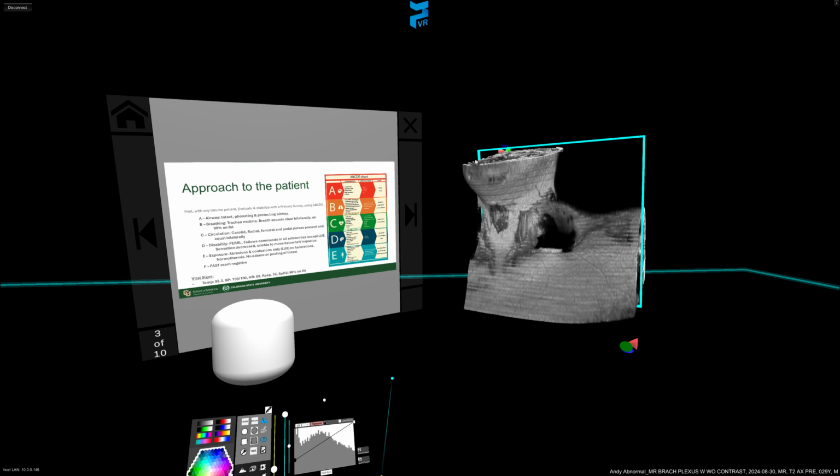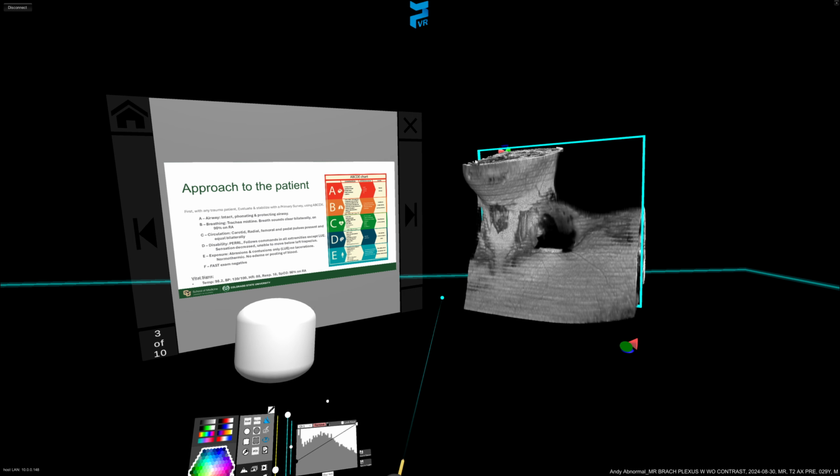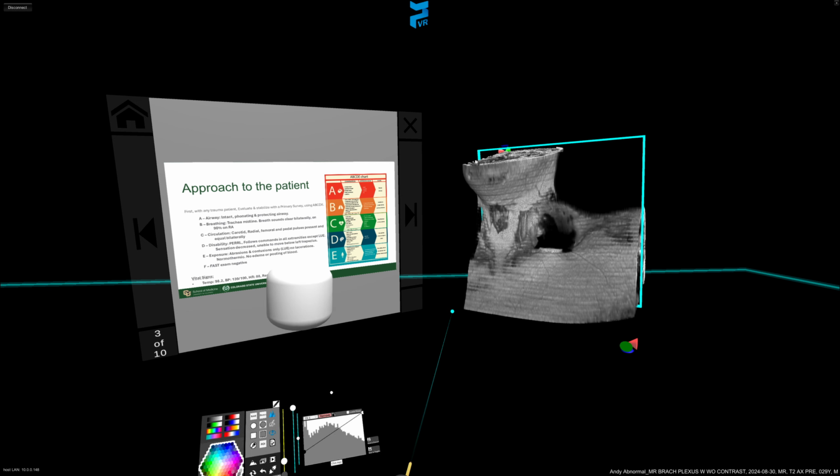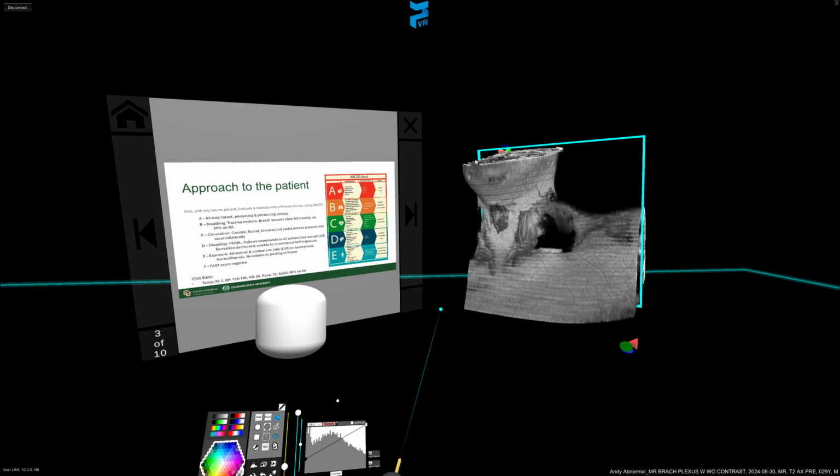So D stands for disabilities, really a focused neurological exam. His pupils were equal, round, and reactive to light. He was following commands in all of his extremities except his left upper extremity, in which his sensation was decreased and he was unable to move any muscles below his left trapezius.